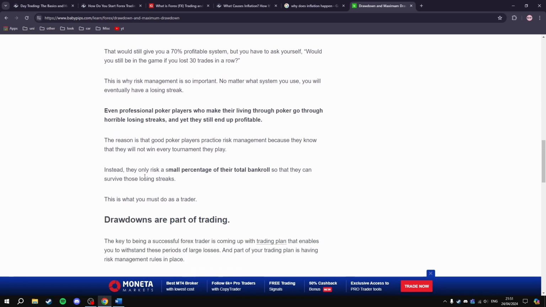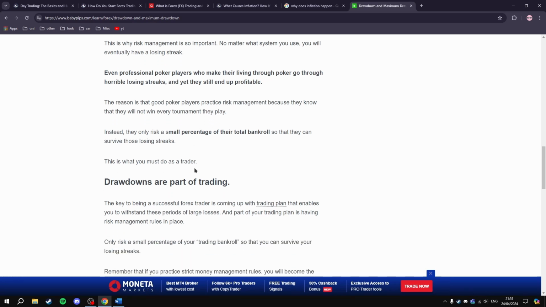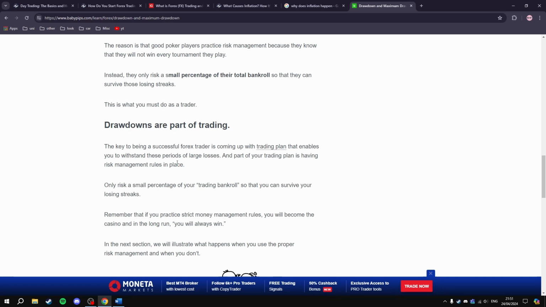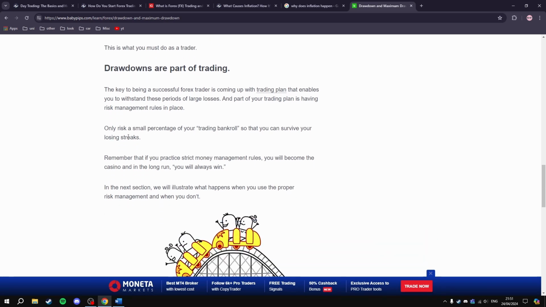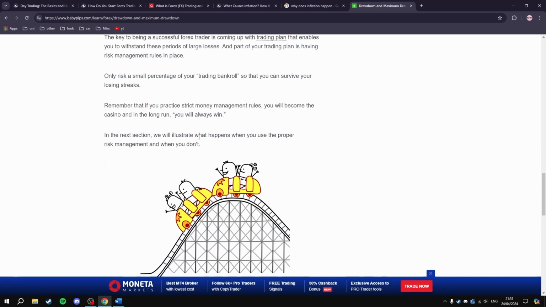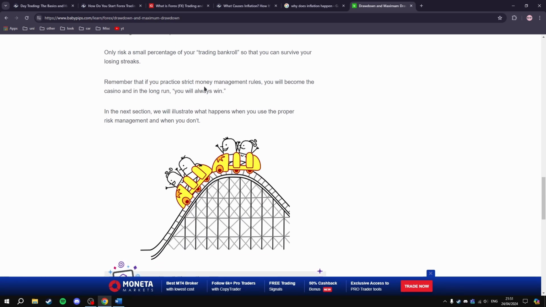So traders only risk a small percentage of their total bankroll so that they can survive their losing streaks. This is what you must do as a trader. Drawdowns are part of trading. The key to being a successful Forex trader is coming up with a trading plan that enables you to withstand these periods of large losses, the losing streaks, which are bound to happen eventually. Part of your trading plan is having risk management rules in place to cope with that. Only risk a small percentage of your trade bankroll so that you can survive your losing streaks. Remember that if you practice strict money management rules, you'll become the casino in the long run, so you always win.